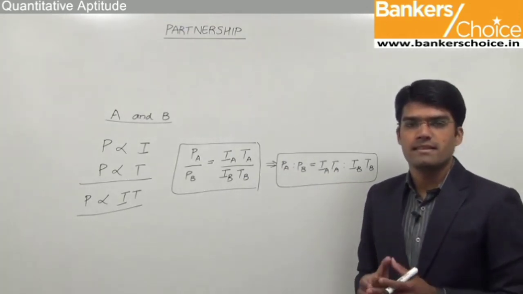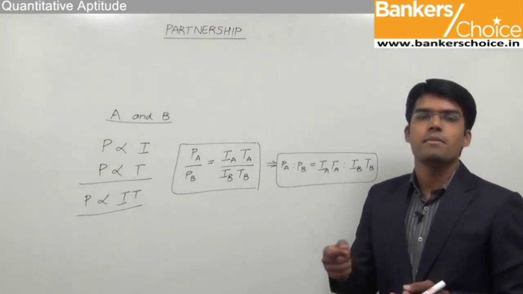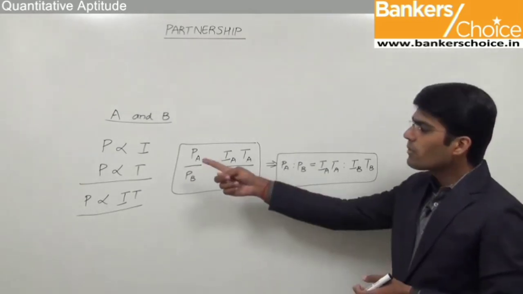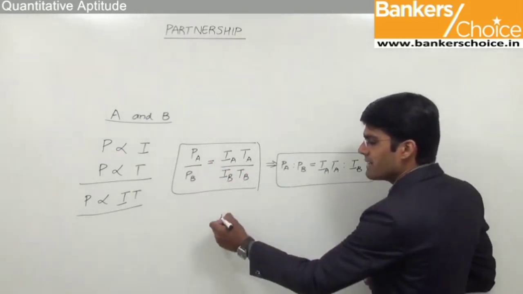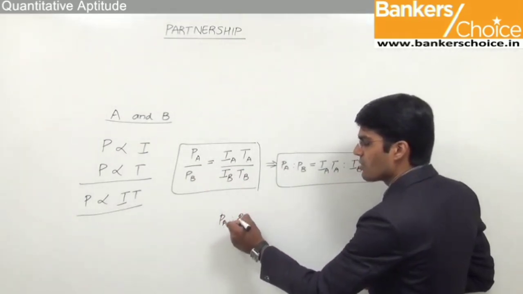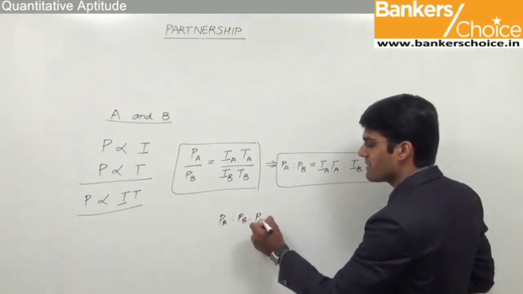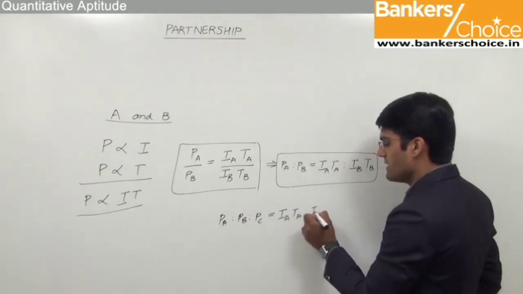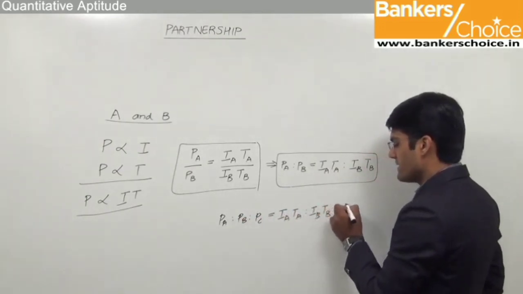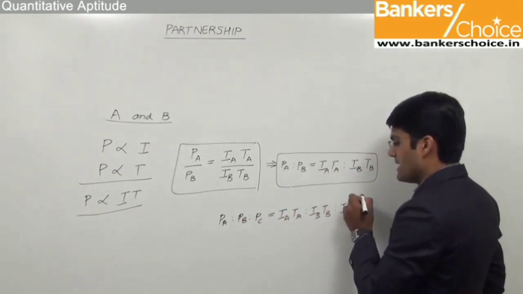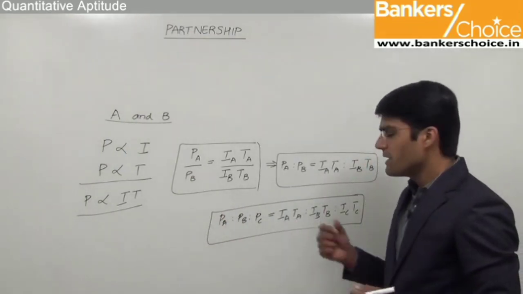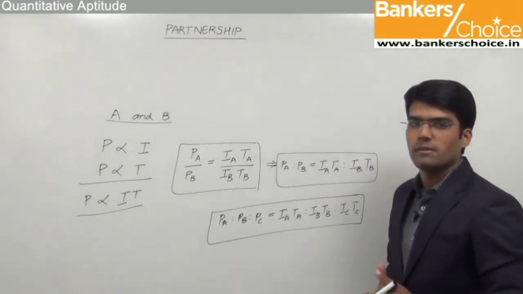Similarly, in some cases, there are three partners, let us say A, B and C. So the profit division among those three partners again follows the same logic. And we can say that the profit of partner A is to profit of B is to profit of partner C should be taken as IATA is to IBTB is to ICTC. That is nothing but the profit is proportional to investment into time of investment for each of the partners.